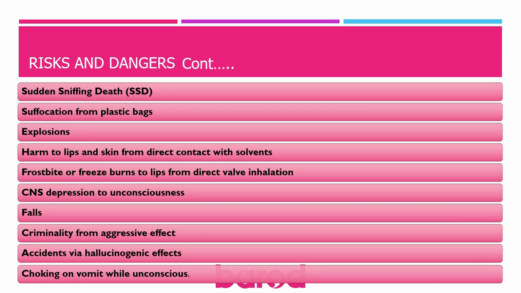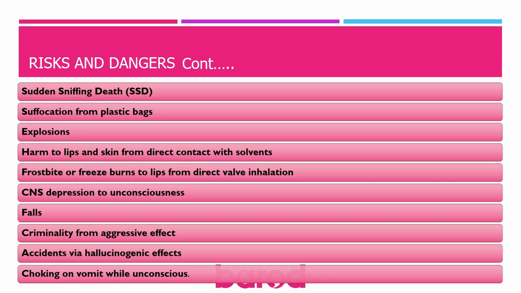When inhaled, these substances quickly enter the bloodstream and affect the central nervous system, which includes the brain and the spinal cord. The central nervous system depression is a condition characterized by the decrease in the normal level of consciousness, impaired cognitive function, and reduced physical activity. This occurs when volatile substances interact with the central nervous system and suppress its normal functioning.